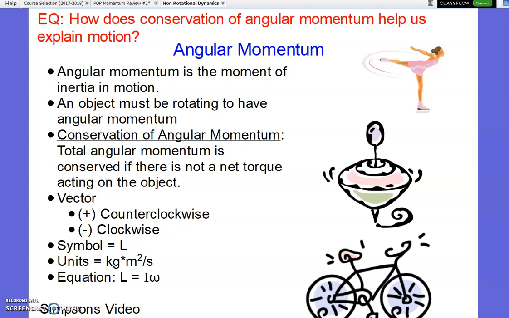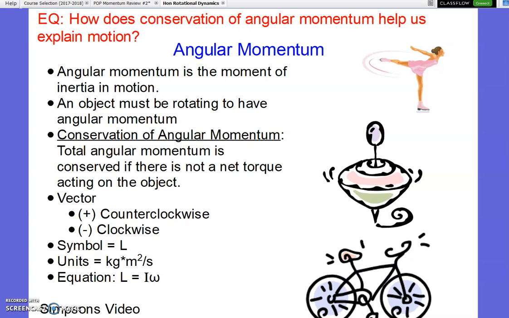Our question today is, how does conservation of angular momentum help us explain motion? We've talked about momentum before, and momentum is inertia in motion. To think back to inertia, inertia is the tendency of an object at rest to stay at rest, or the tendency of an object in motion to stay in motion. Momentum is simply the motion part of that statement. Therefore, in order to have momentum, an object must be moving.